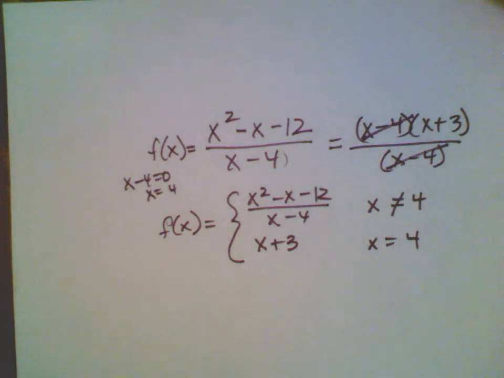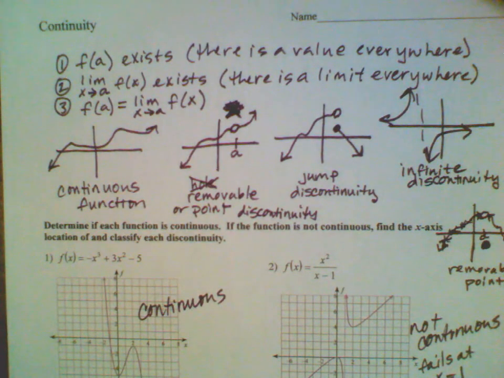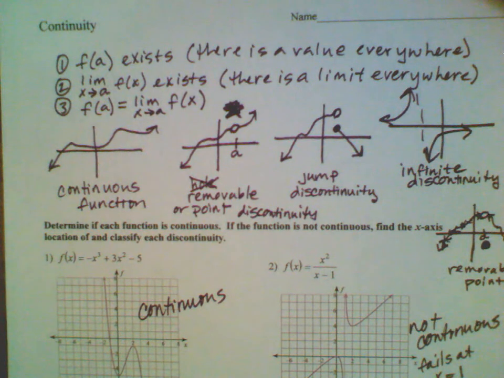And I've really said more than I need to say about that. Again, the big takeaway here is: is the graph continuous? If not, where does it fail? And why does it fail?